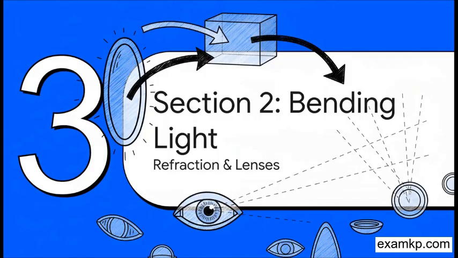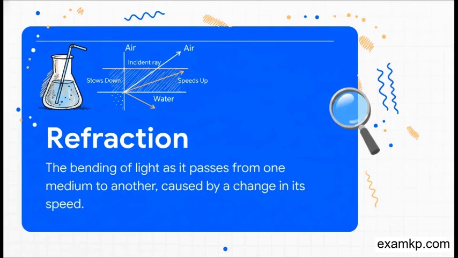We've seen how light travels straight, and we've seen how it bounces. Now in section 2, let's look at what happens when light does something even cooler. When it bends. This whole idea is called refraction. And it's the secret to how lenses work.